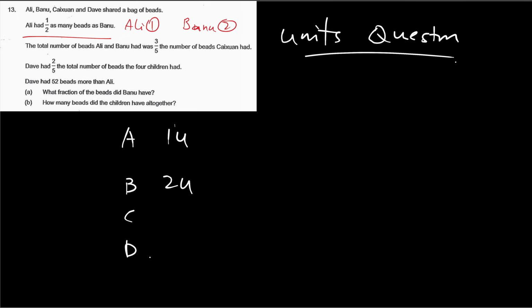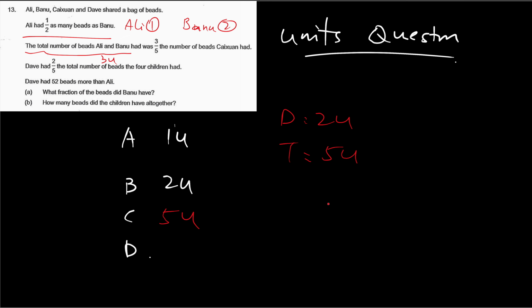Then now it says the total number of bits Ali and Banu had. So total means 3U, right? So this statement until here is 3U. And then this had was 3/5 the number of bits Chai Xuan had. So just nice 3U, 5U is Chai Xuan, right? Then Dave had 2/5 the total of the 4 children have. So in this case, Dave is 2U, total is how many U? 5U. But you see, total is 5U, but over here ABC already add to 8U.